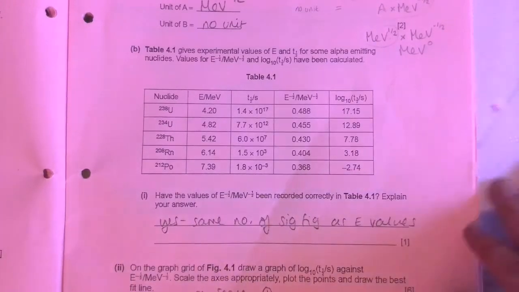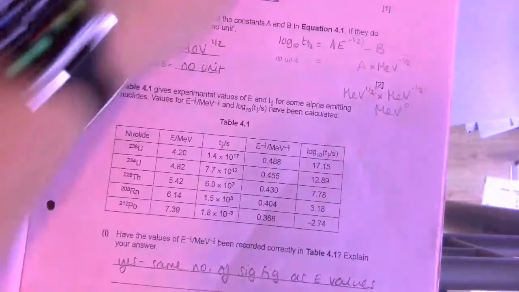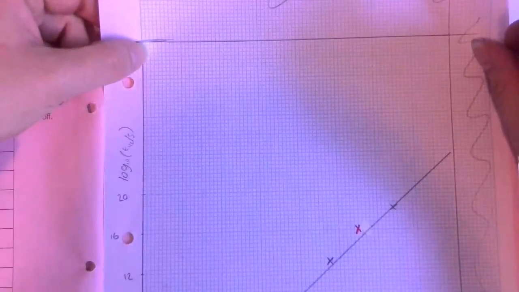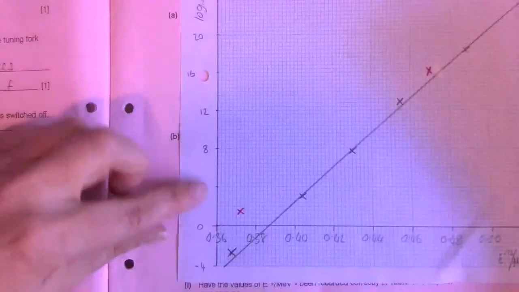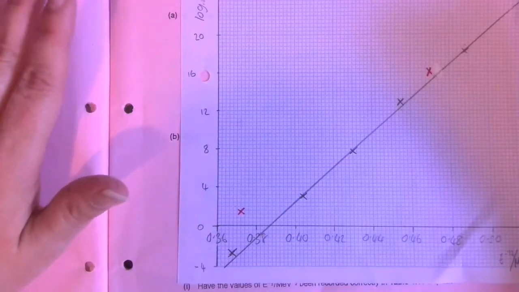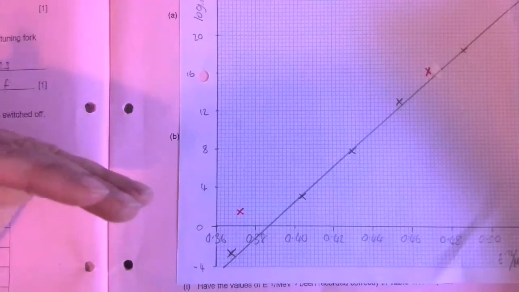Now, this scale was so annoying. Again, I have chopped my page up so that I had the same number of squares as was in the actual paper. So there were 10 squares vertically. I've ended up going with a scale of 4. I hate scales of 4. They're allowed, they're fine, but I just personally don't like them.